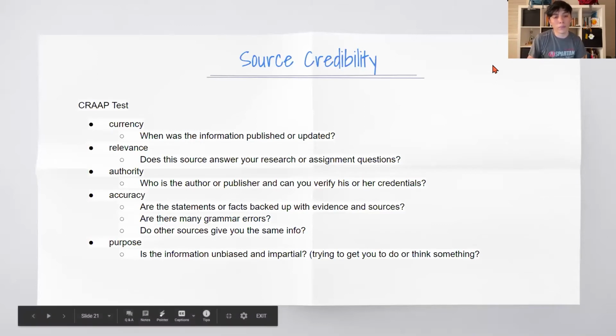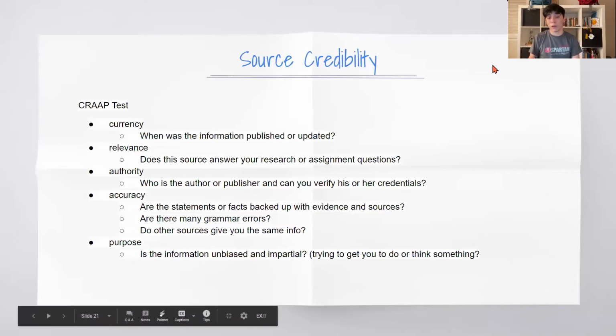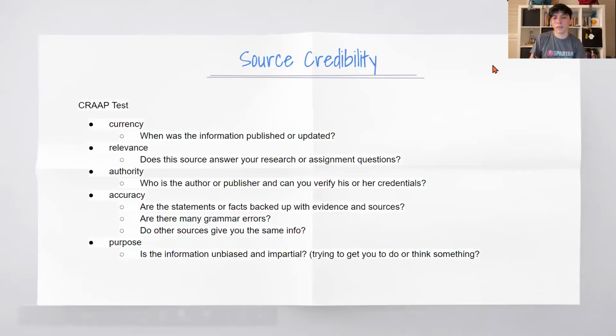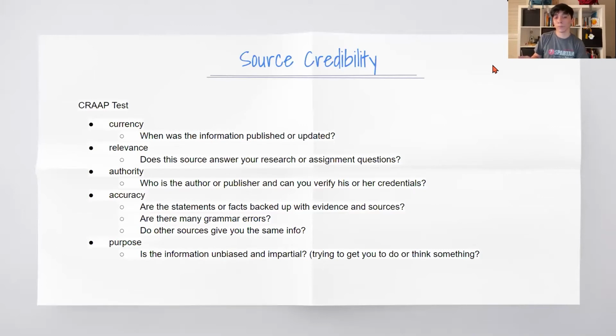And then the last one, purpose. When you look at a source, you want to know if they're unbiased or impartial. Bias means that they're trying to get you to do or think something. So a lot of times in the argumentative text, like if they're trying to persuade you of something, then yes, it's going to have an obvious bias in the claim already right off the bat.